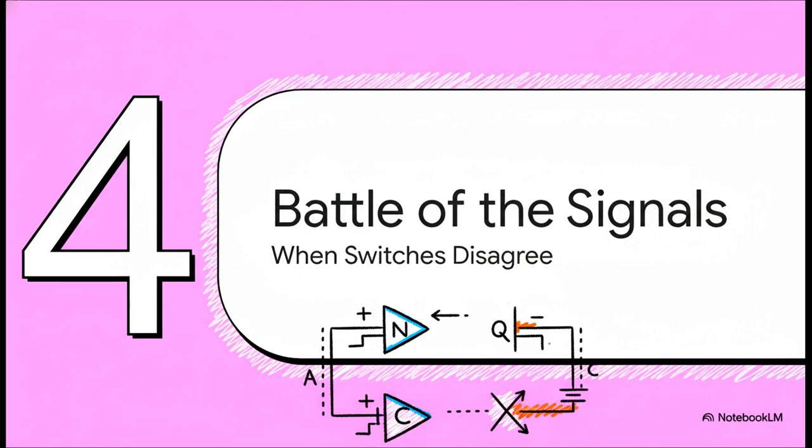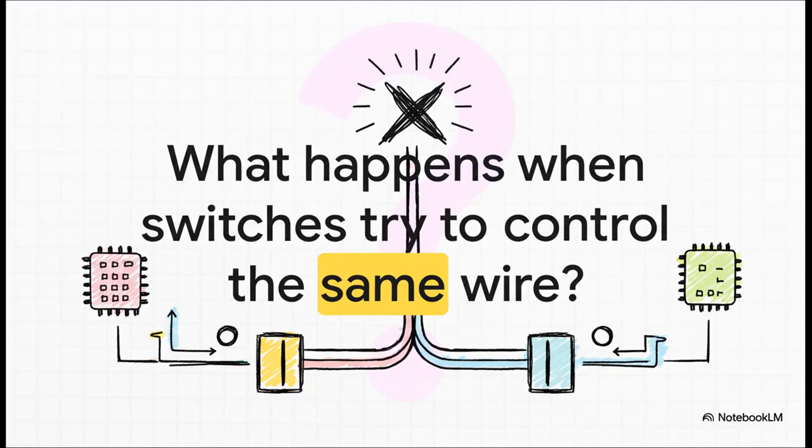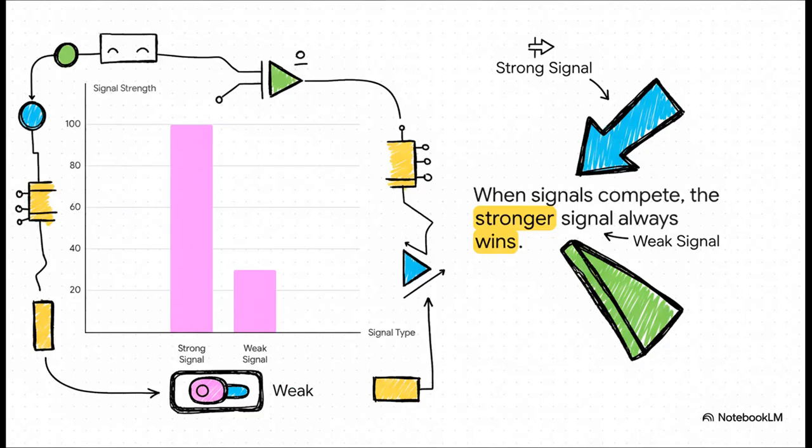Now, our inverter example was nice and clean because the switches were a great team. They worked together. But in a really complex circuit, things can get messy. This can lead to what you might call a battle of the signals. What happens when different switches start to disagree? So think about this. What happens if one switch tries to pull a wire high to a 1, while another switch tries to pull that exact same wire low to a 0 at the same time?